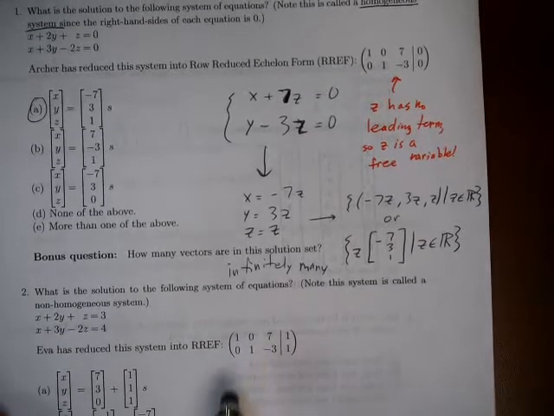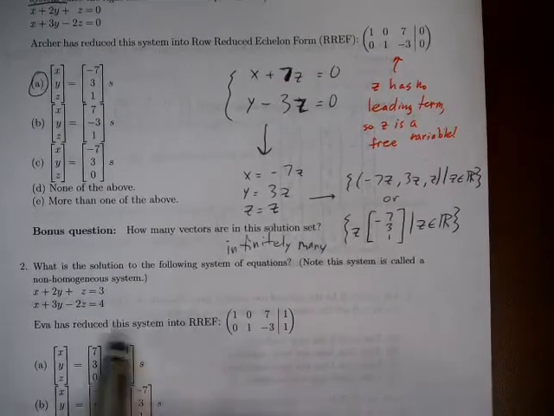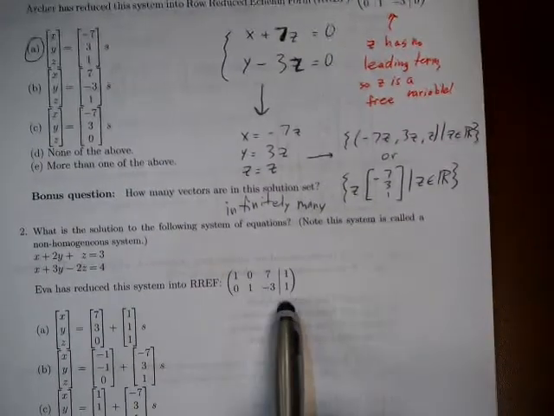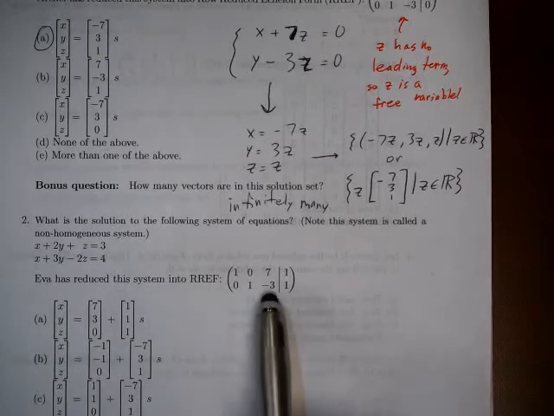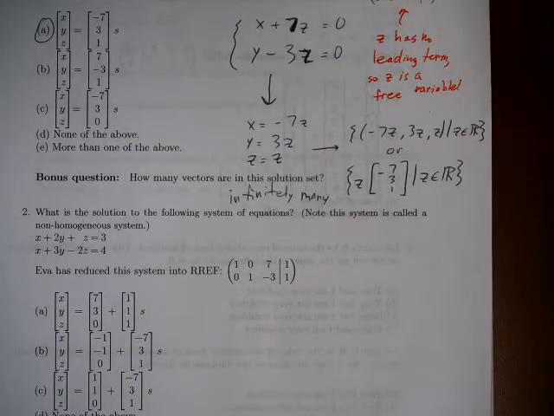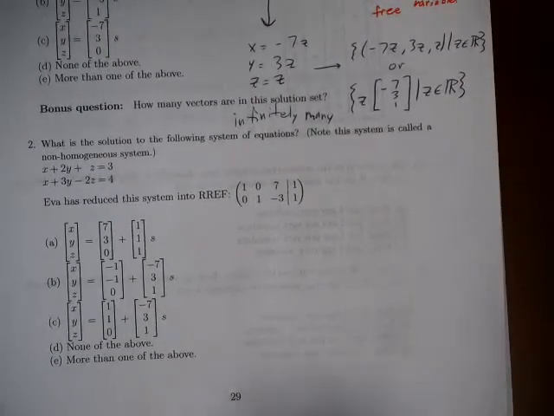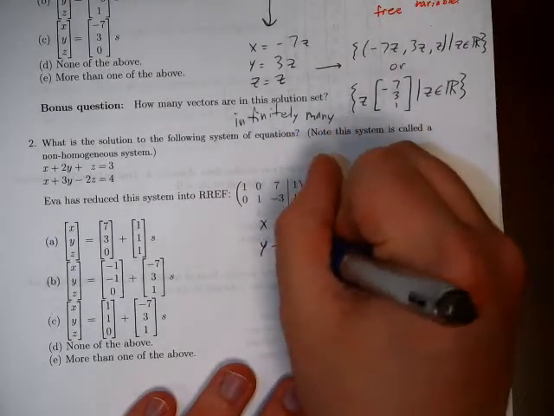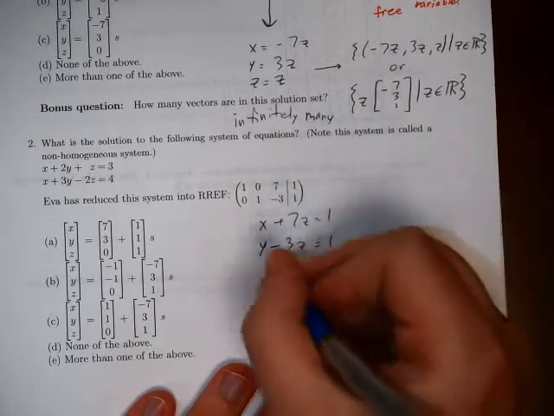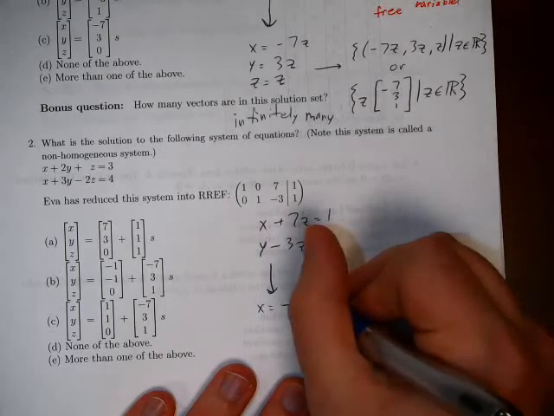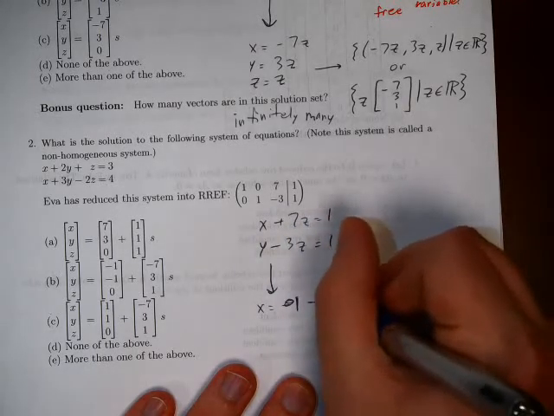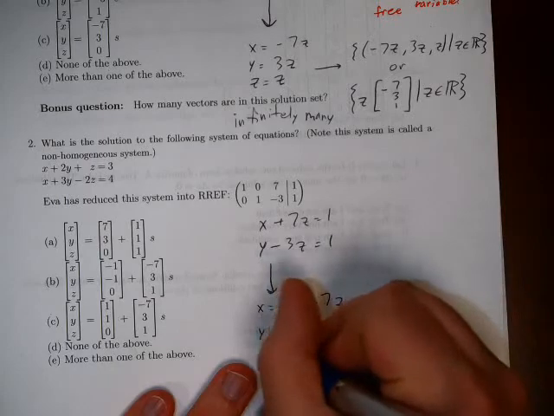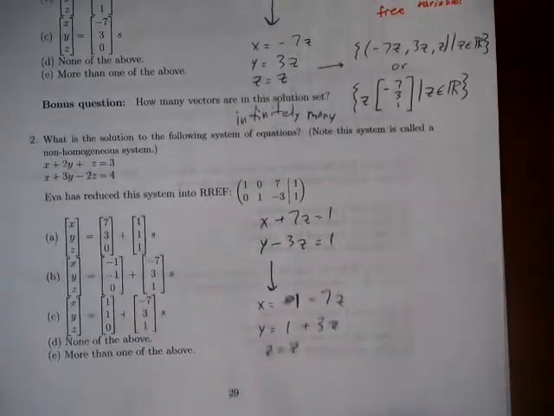We want to look at something that's not homogeneous. If we looked at the same equations on the left-hand side, but different numbers on the right, Eva, the other cat of Dr. Hershey, got this system into reduced row echelon form. Again, z has no leading term, so it'll be a free variable. We can rewrite these as x plus 7z equals 1, and y minus 3z equals 1, which will become x equals 1 minus 7z, y equals 1 plus 3z, and z is still z, and it's still free.